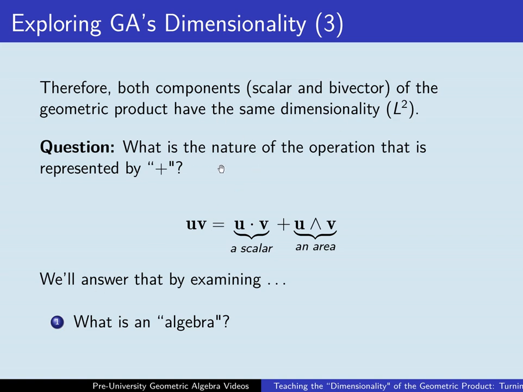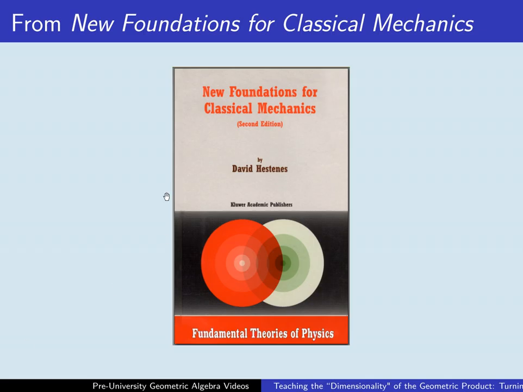As we just mentioned here. But now, what is the nature of this operation that is represented by the symbol plus, just like addition? Well, we'll answer that question, which has caused problems for a lot of critics of geometric algebra, by examining first of all what is an algebra. And we will be citing the text from Hestenes's book, New Foundations for Classical Mechanics.